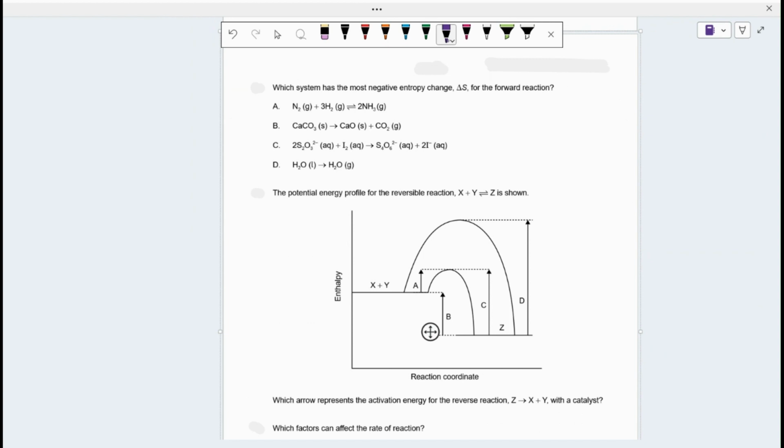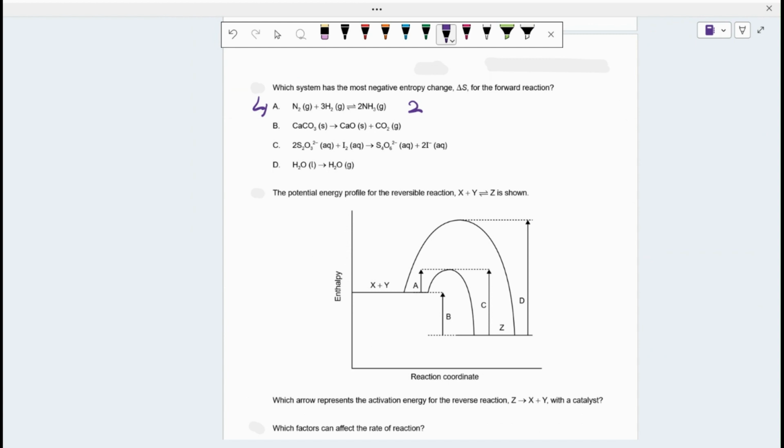Making ammonia. Fritz Haber, look him up, really interesting man. I did my EE on him actually.